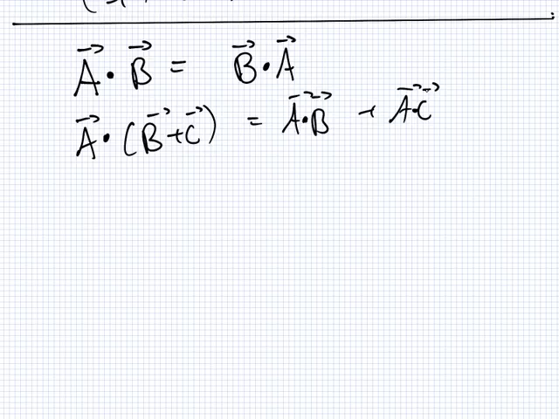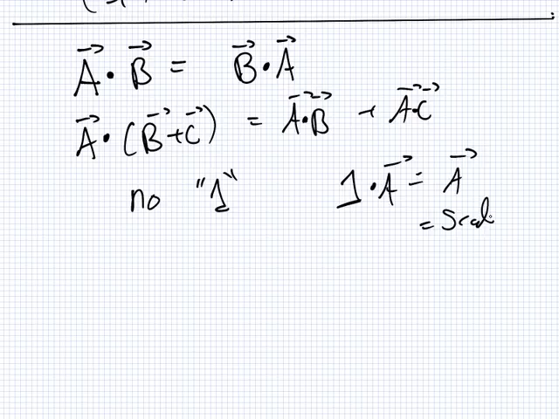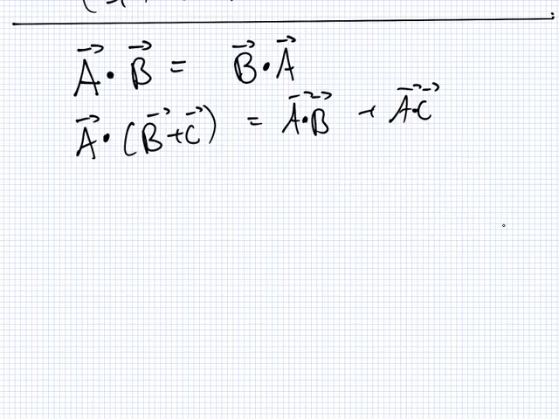Probably the only difference is there's not really a vector which we can call 1, that when we multiply it by A, it still equals vector A, because that's impossible since the answer is always a scalar. You can't say 1 dot A equals A, because it has to equal a scalar, not a vector. So we can't really do that here, but most of the other rules are the same.